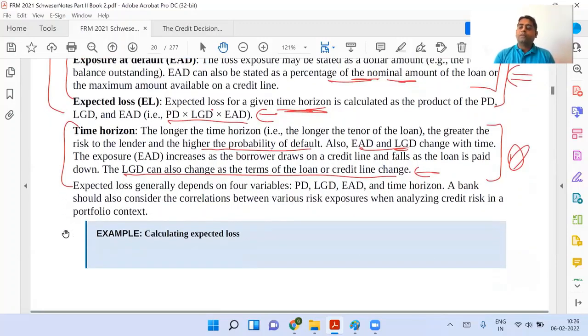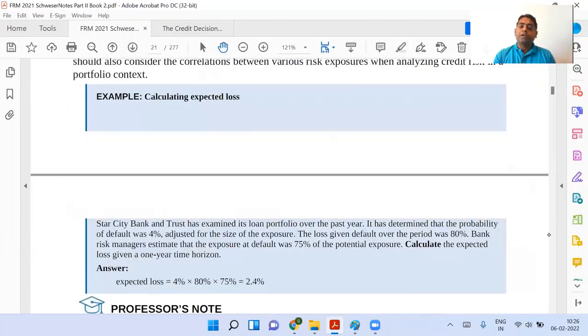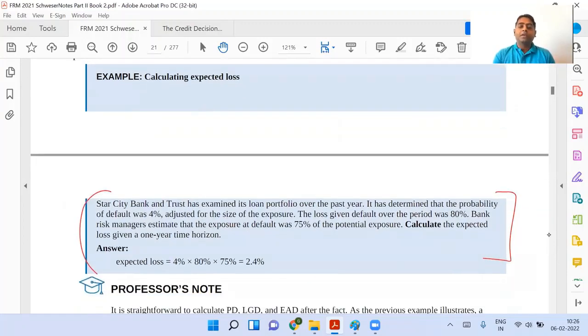Okay, so basically there are 4 parameters that have been highlighted in this section. Now this calculation is very simple. I don't expect this direct calculation to come in the exam. If you look at this example, they're saying it is estimated that the probability of default is 4%, the loss given default is 80%, and the exposure is around 75% of the total loan amount, or 75% of the notional principal or loan amount. So when you multiply, you get 2.4%. Nothing extraordinary over here. This is a very basic, simple calculation.